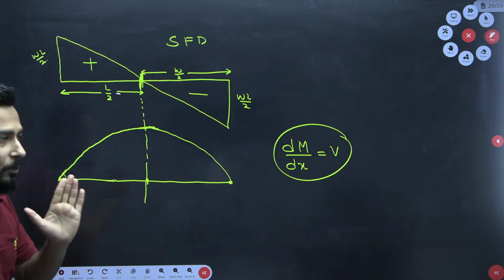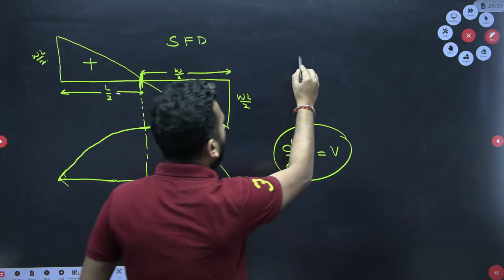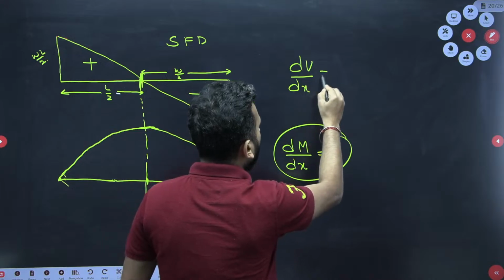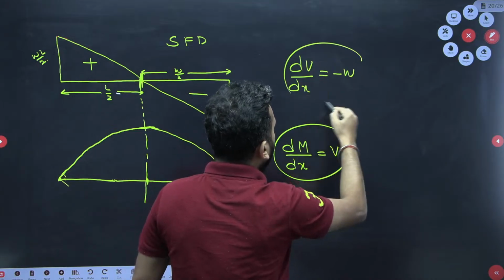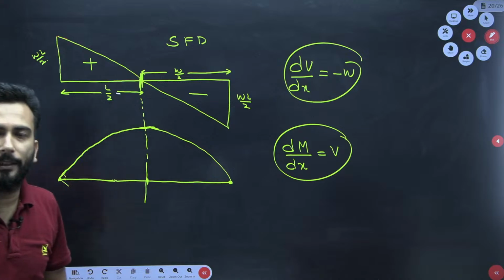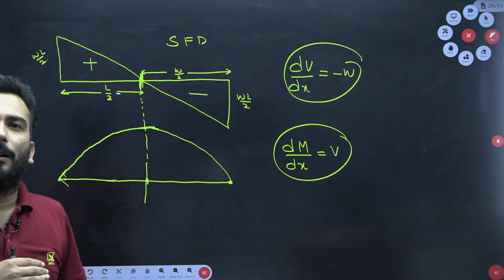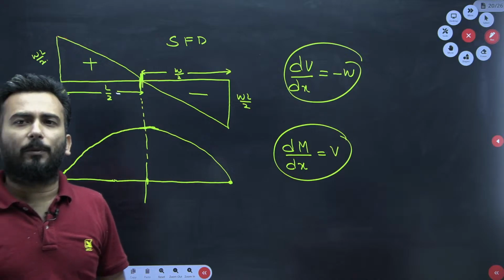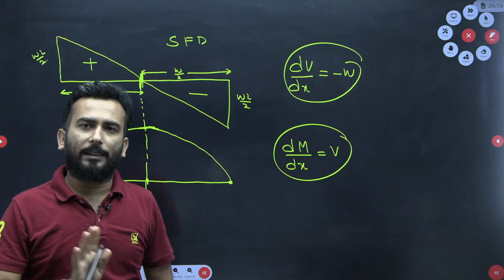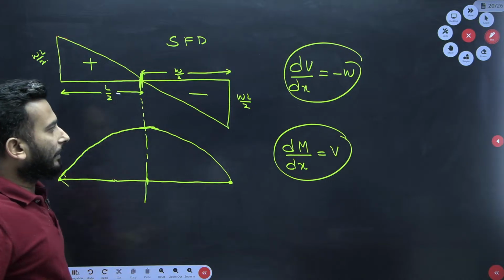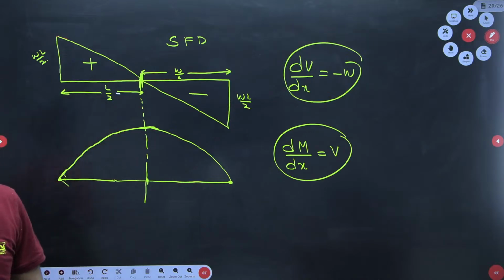If the two relations are clear, that is dV by dx is equal to -w and dM by dx equal to V, and your slope concept is clear, then you will be very comfortable while accurately predicting the SFD and BMD of the curves. Tell me if you are watching, you can tell me that yes sir, we are getting it or not.